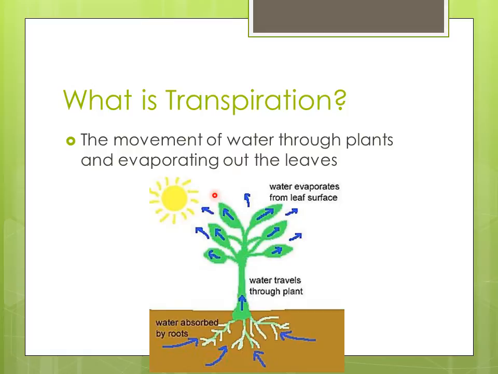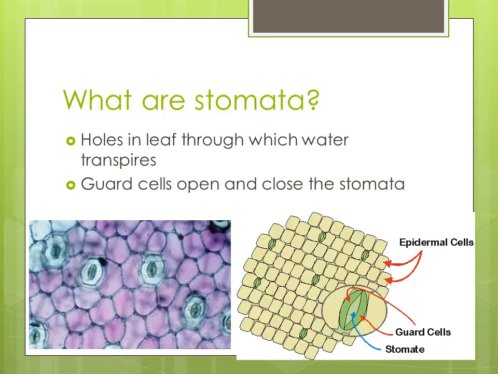And then the water actually exits the plant through little holes in the leaf, and as it evaporates out, that's what we call transpiration. And as it evaporates out, it's pulling up all the water molecules behind it. Those holes in the leaf that water transpires through are called stomata. A single one would be called a stomate, and plural stomata.